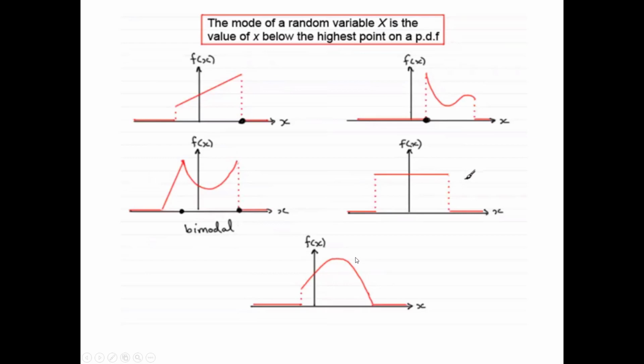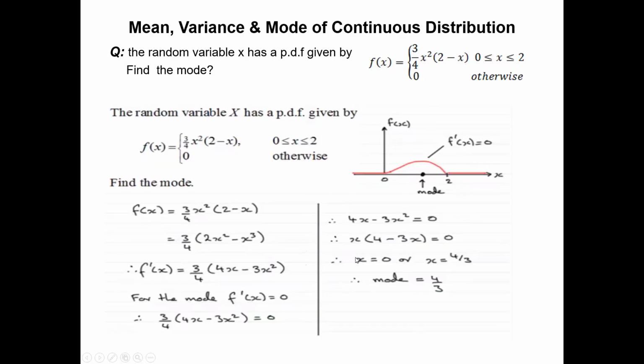You need to take the differentiation. For example, I am just going to solve a simple example. The random variable x has a probability distribution function given by f of x equals 3 by 4 x square into (2 minus x), defined for the lower limit 0 and the upper limit 2. Otherwise, it is equal to 0. So now we want to calculate the mode. If you sketch this function in the Cartesian coordinate, its behavior will look like this.